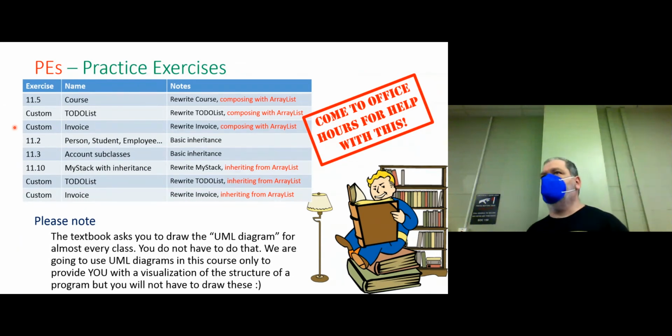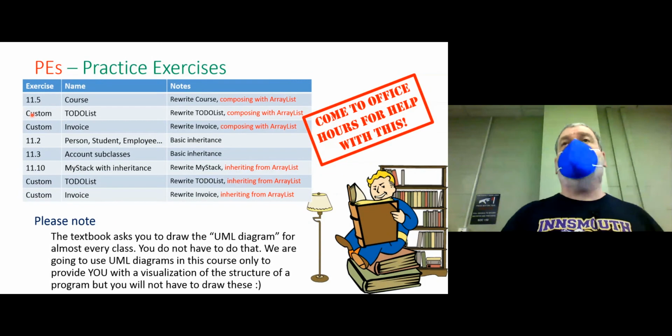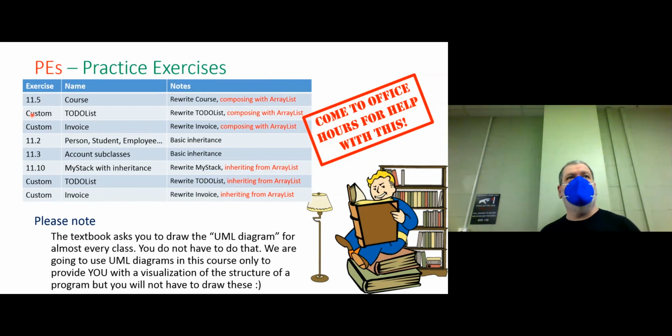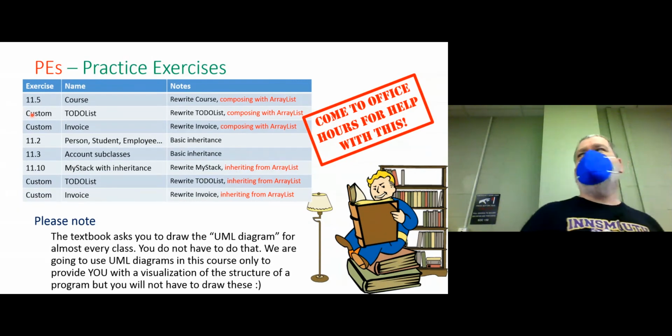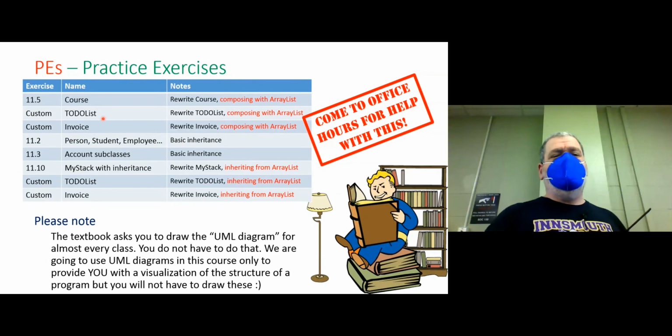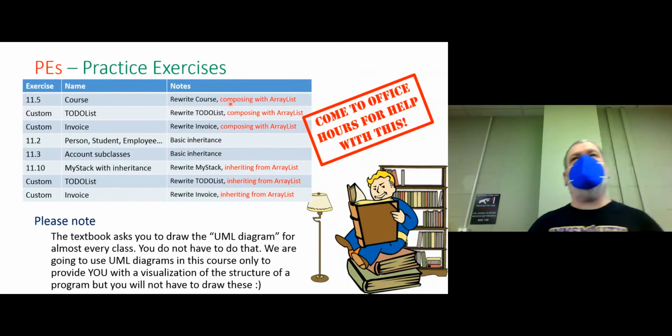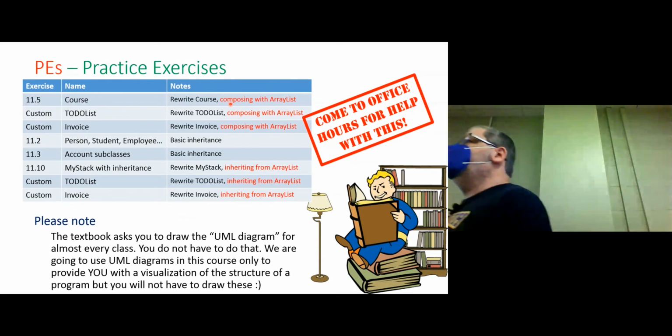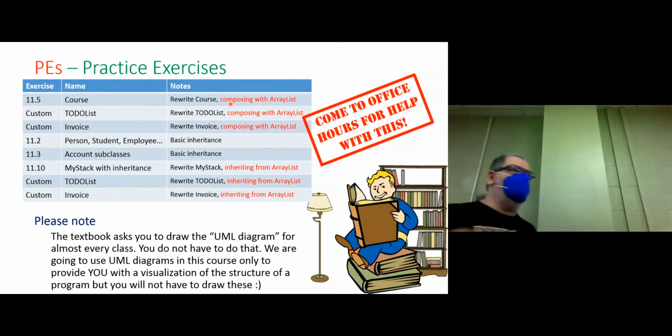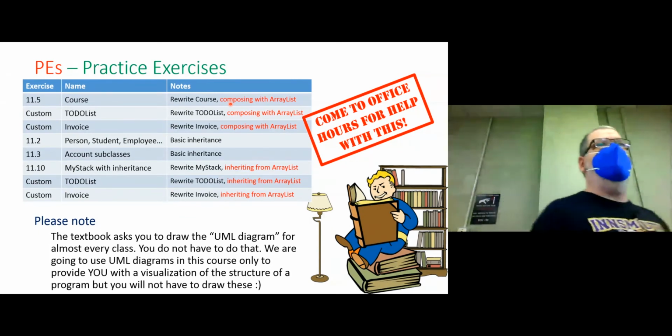If we have enough time today, I will start doing the to-do list as live coding, just to get you started. And then once you understand how the to-do list is working, doing the same thing with invoice and course is going to be relatively easy. Okay, so what are you going to do in those exercises? You are going to rewrite those classes that we already wrote. So repeating, right? Repeating always the stuff so that you get very good at it.